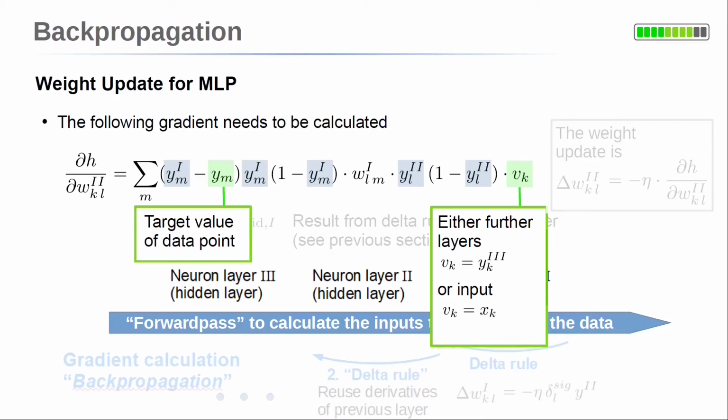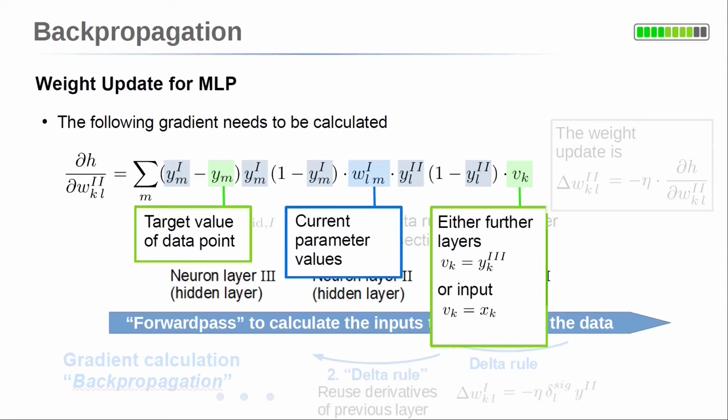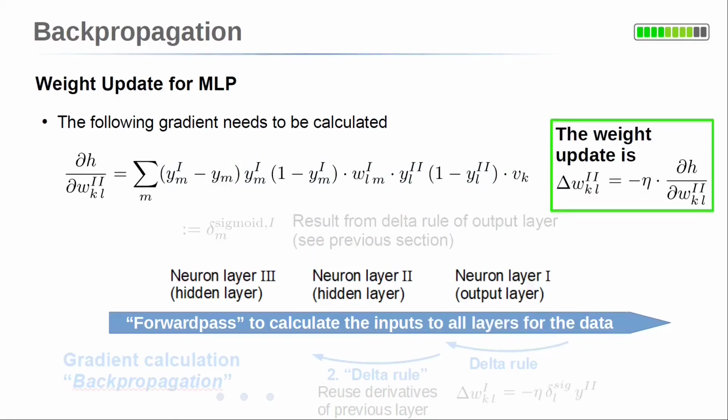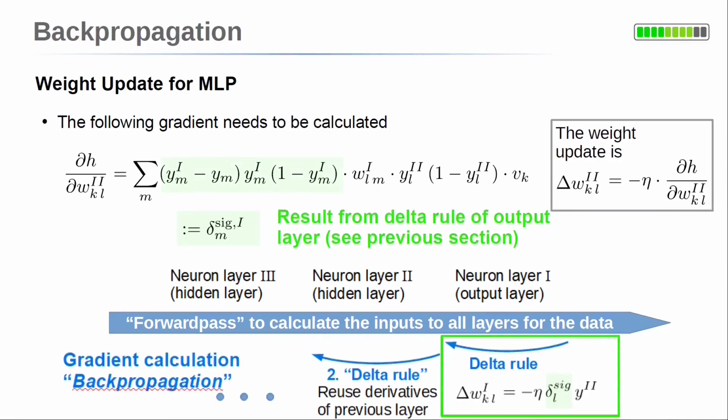Further, our expression depends on the target values ym of the data point. The expression also depends on the values of the current weight parameters. The result for the derivative can then be used in a gradient-based minimization, similar to the delta rule. When we take a closer look at the expression for the cost function derivative, we see that the first part is equivalent to the delta rule contribution of the output layer.